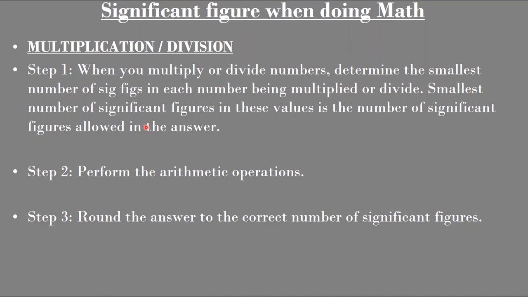The rule for multiplication and division is: when you multiply or divide, determine the number of sig figs in each number being multiplied or divided. The smallest number of significant figures in these values is the number of significant figures allowed in the answer. That is our first step. Once we are done with that, the next step is to perform the arithmetic on your calculator. And then the third is to perform rounding to the correct number of sig figs. And we have learned the rounding rules as well.